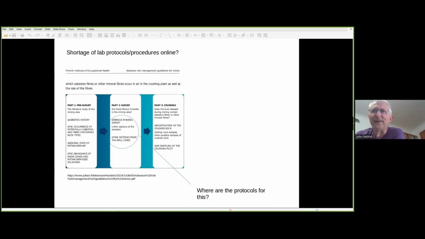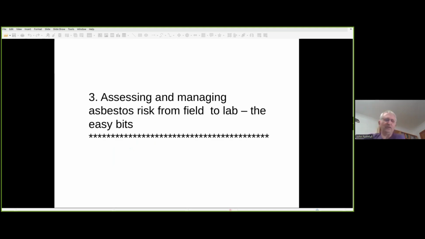But again, it mentions the survey: are there fibrous minerals in the mining area? How to take thin sections and samples. It doesn't say anything about the protocols for doing that. And again, it seems to me this is the area where we really need the practice, and we need the written good practice to demonstrate that we're operating safely. This seems to me the key thing that we need to develop for this and for analytical rock crushing. So to go back to what I might see as the easy bits on this.